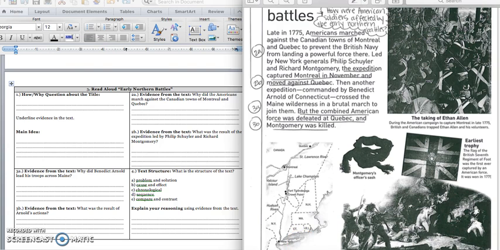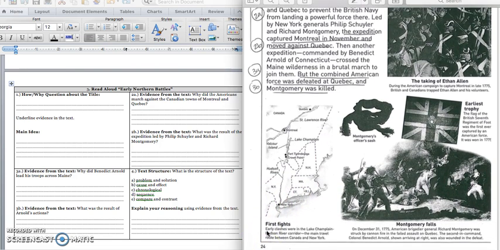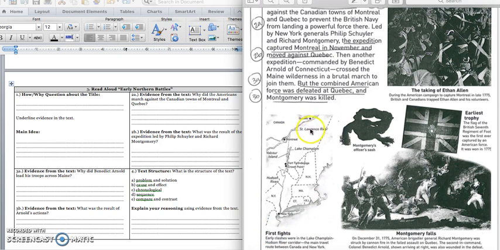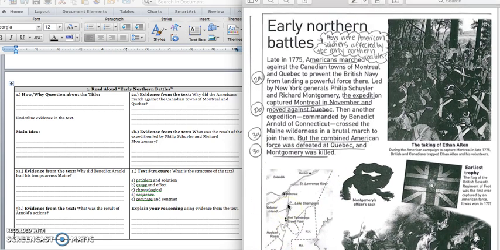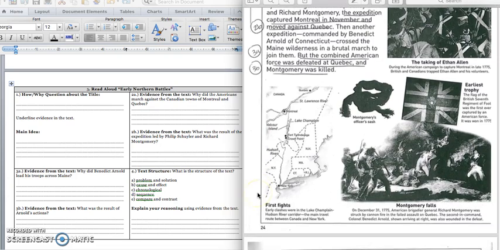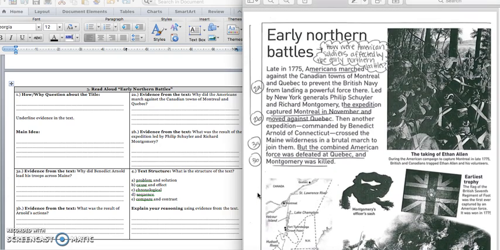All right, and down here we have a map of their routes. And so Quebec is up here and Montreal is over here, and we've got New Hampshire, Massachusetts, Maine's over here. So when you're in parallel teaching, you can use this map to make better sense of where the colonists were.